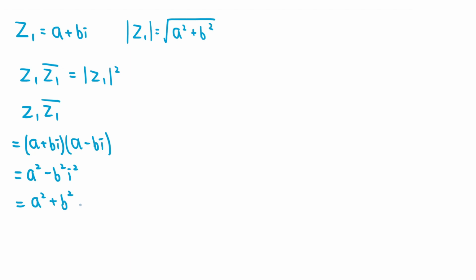Notice how the absolute value of z1 equals the square root of a squared plus b squared. This means if we square the absolute value of z1, we just end up with a squared plus b squared. This means a squared plus b squared equals the absolute value of z1 all squared. So we can conclude that z1 times z1 conjugate is just equal to the absolute value of z1 all squared.